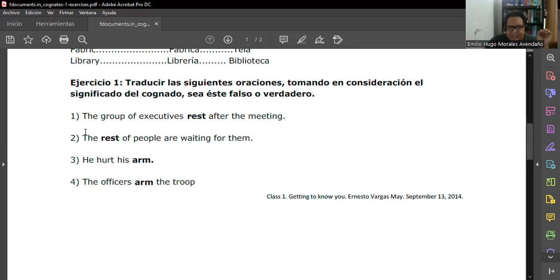In the second sentence, we're going to have the rest of people are waiting for them. Si lo relacionamos con la primera, con el primer enunciado, the first sentence, podemos ver que dice el resto de la gente está esperando por ellos, está esperando por los ejecutivos, quienes están descansando después de la reunión. Pero aquí rest, ya no estaríamos hablando de un descanso, estaremos hablando de que el resto de las personas que asistieron a la reunión, pues están esperando a los ejecutivos. Entonces podemos notar que son dos palabras que son similares. Podemos pensar resta, resto, pero en realidad una habla acerca de descanso y otra habla acerca de la acción de esperar al resto de las personas.